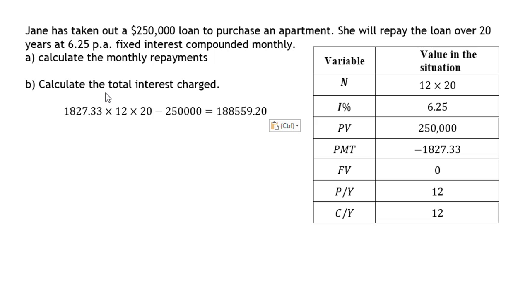Let's go to B, calculate the total interest charged. We know for PMT, it's $1,827.33. This money, you multiply by this N, 12 times 20. That's the total repayments you made, minus $250,000. This is the total interest charged over 20 years.